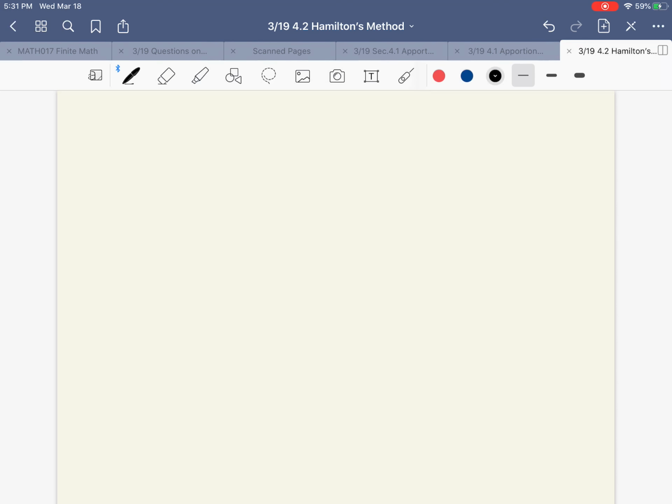So, we're going to get around to finally learning about an apportionment method. This one's called Hamilton's method. It's also known by many other names, but this is section 4.2 on Hamilton's method.